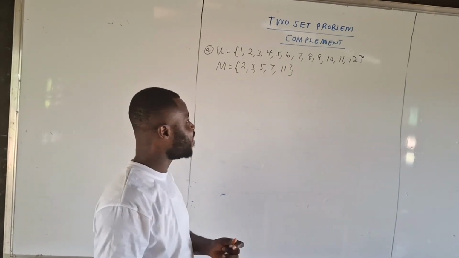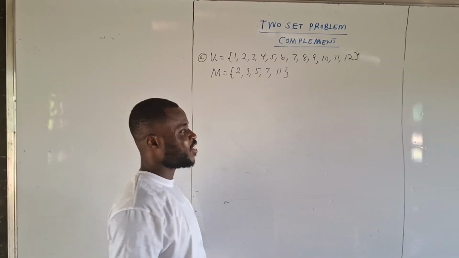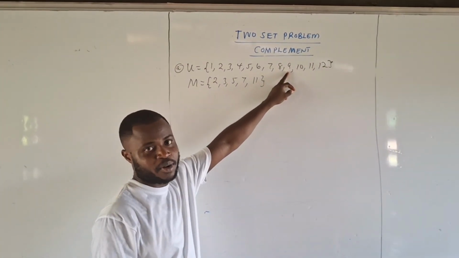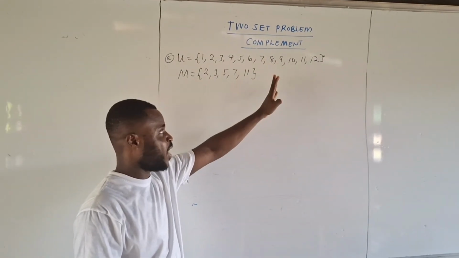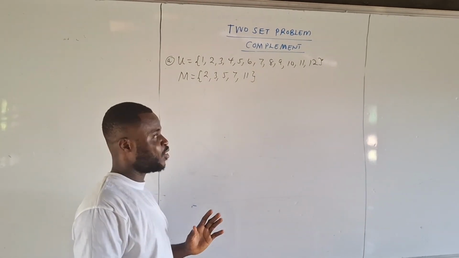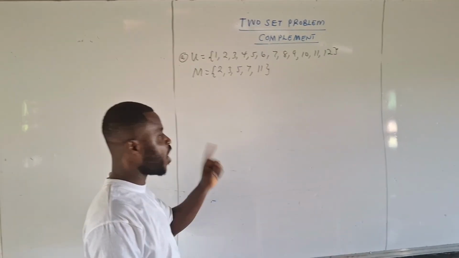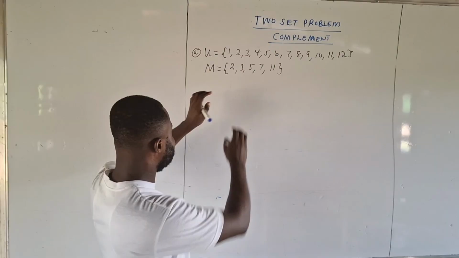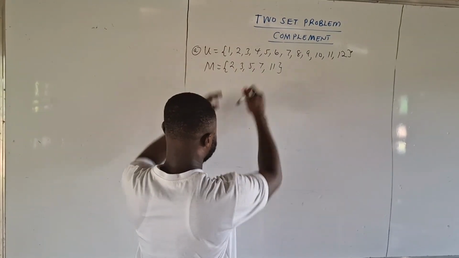Now many people think that all odd numbers are prime numbers. No, 9 is an odd number, but it's not a prime number. The factors of 9 are 1, 3, and 9, so it's a composite number. Take note of that. And the only prime even number is 2. It is an even number and a prime number. So these are the prime numbers in the universal set.